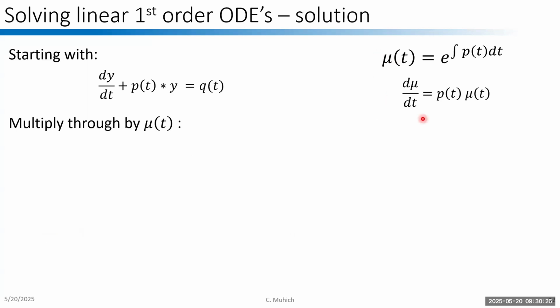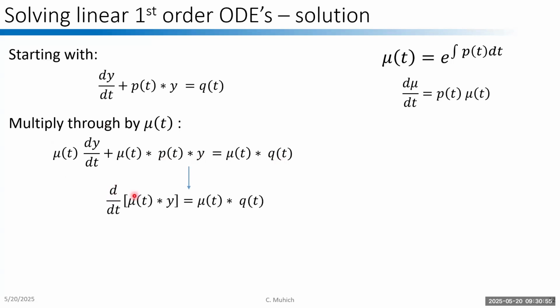Let's see how we can use this information. I'm going to put that integrating factor and the derivative up here in the upper right-hand side of the screen, so we have that available to us. Now I'm going to multiply through by our integrating factor. I have mu of t dy dt plus mu of t times p of t times y equals mu of t times q of t. If you notice something interesting here, the left-hand side is equal to the derivative with respect to time of mu of t times y.